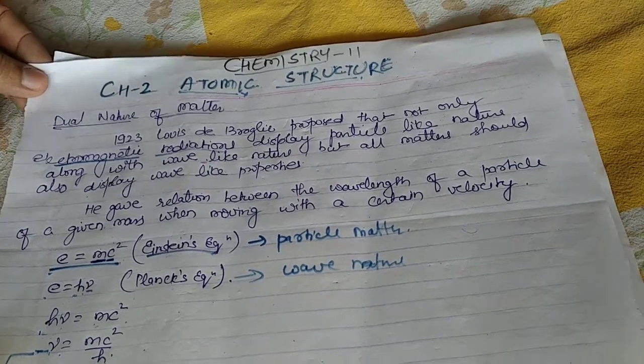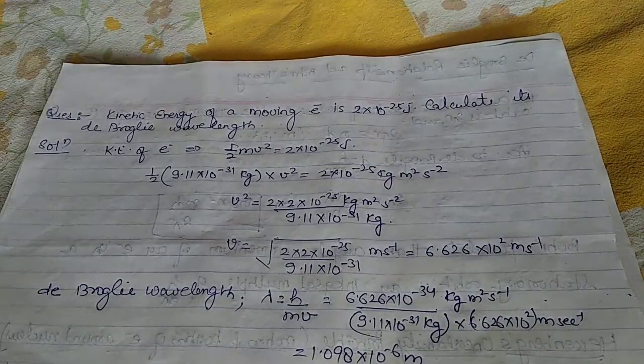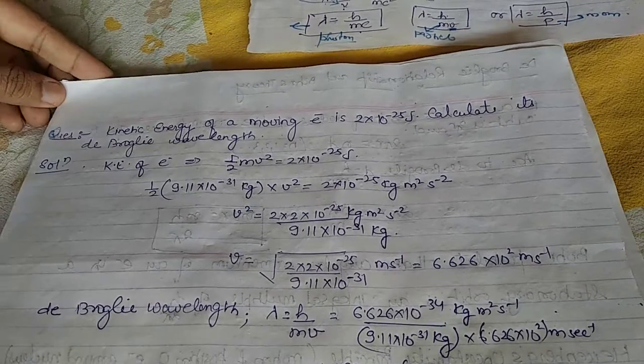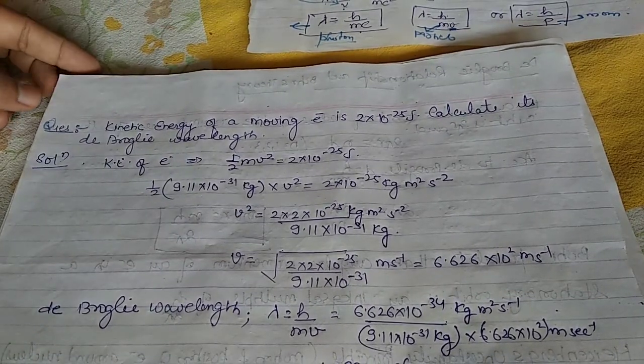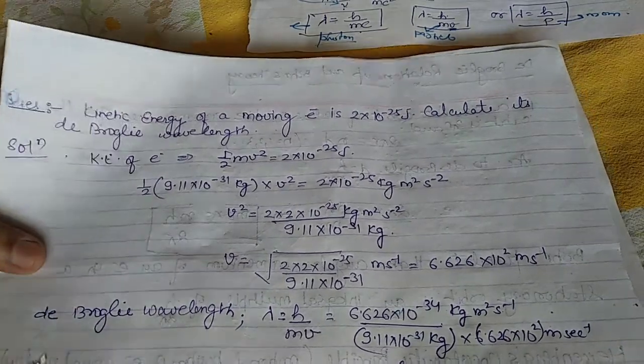Now we will be solving some numericals based on this. We will solve some numericals on de Broglie wavelength and the Heisenberg uncertainty principle, and later we will learn quantum mechanics. So you can see this numerical.